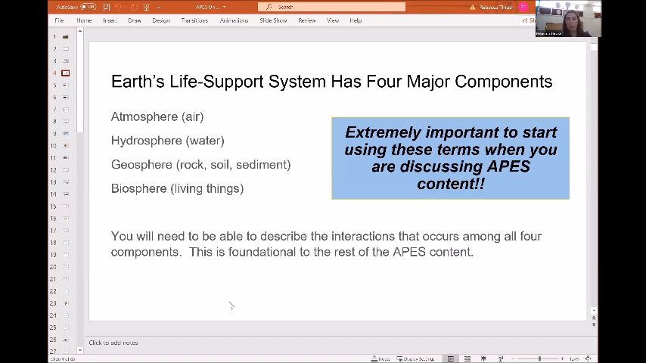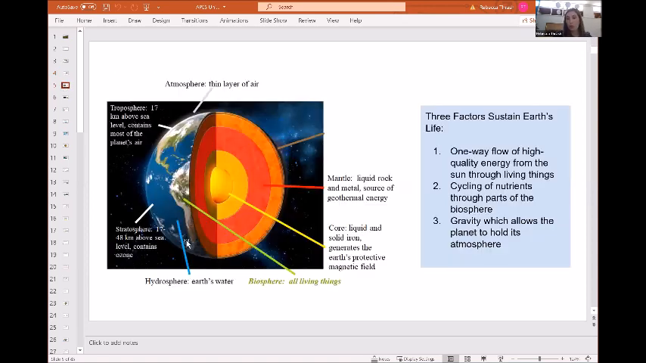Geosphere, that's all about weathering, erosion, that plate tectonic stuff that you talked about in Unit 4. So it's really important to be able to name the level of Earth that you're talking about in your free response question. And like I said before, this is sort of foundational to everything else that we'll start talking about.